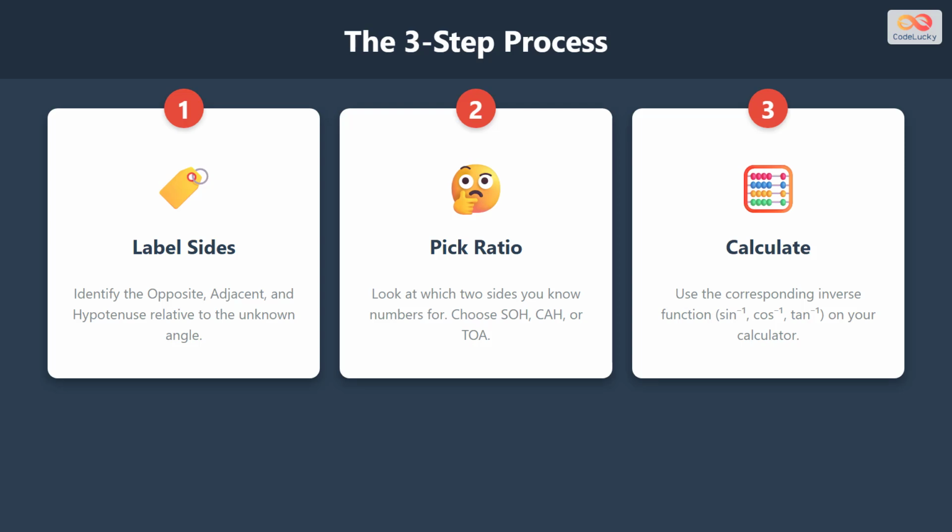To solve these problems on your own, just follow these 3 steps. First, label your sides based on the angle. Second, pick the correct ratio, sine, cosine, or tangent based on the sides you know. And third, use the inverse button on your calculator to find the angle.